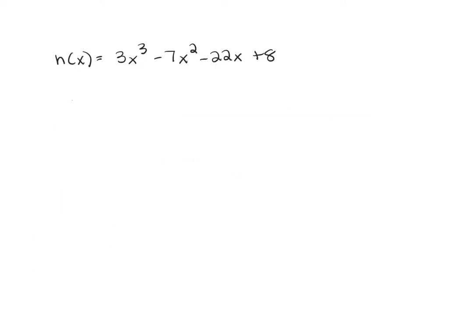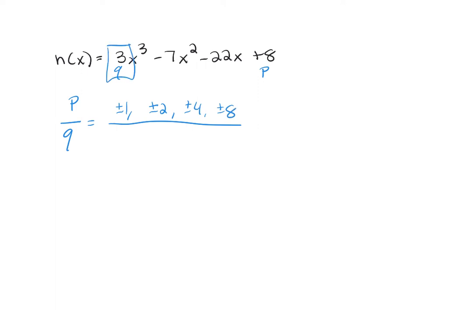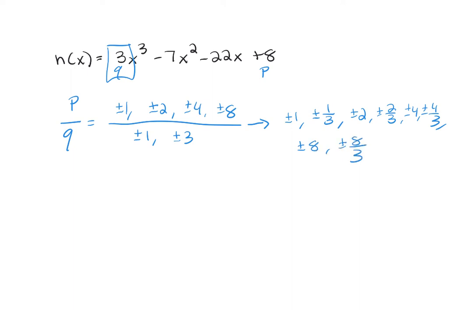Okay, let's do this process one more time. Let's list all the factors of P and all the factors of Q. For P, I've got the factors of 8: plus or minus 1, 2, 4, and 8. Now we have a leading coefficient greater than 1. The factors of 3 are 1 and 3. So if you're going to list out all the possibilities, 1 divided by 1 is 1, but now I also have 1 divided by 3. Then 2 divided by 1 and 2 divided by 3, 4 divided by 1 and 4 divided by 3, and 8 divided by 1 and 8 divided by 3.